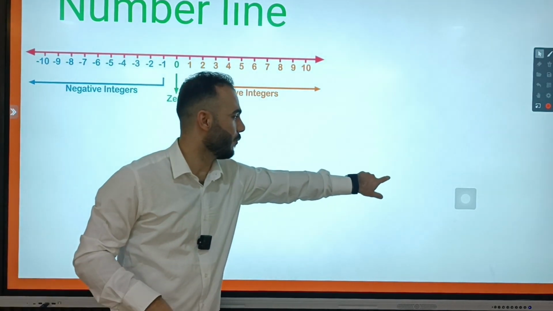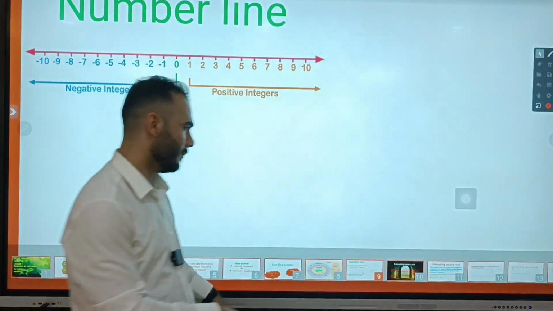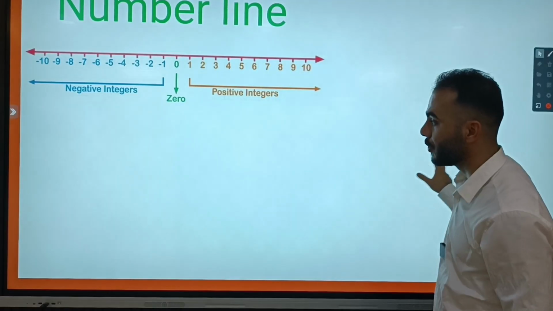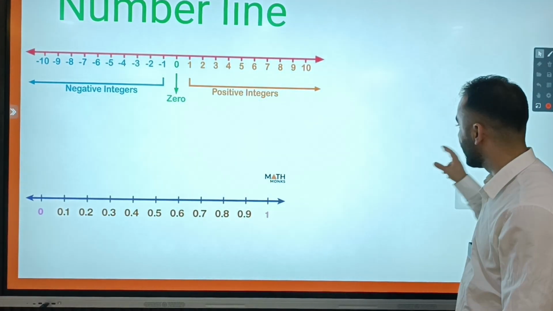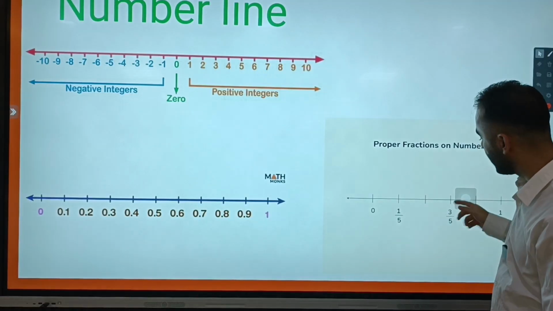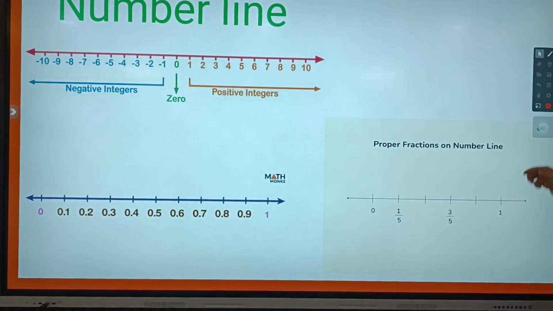Okay, as you can see here, we have got some examples. Not only for integers, we have got number lines for decimals, and we have got a number line for fractions. So let me just give you some examples here.